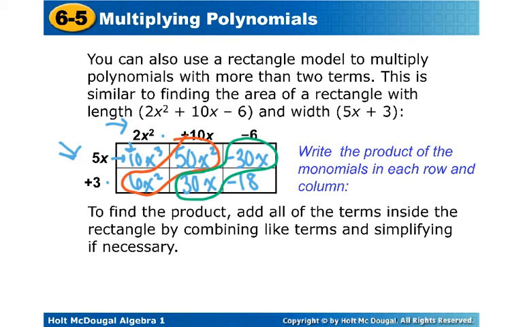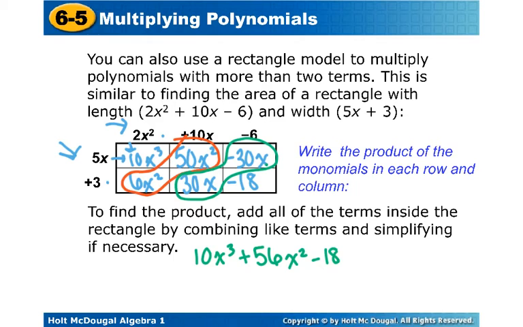So when you do that, you have your 10x cubed, 50x squared, and 6x squared again is 56x squared. Positive 30x and negative 30x is nothing, and then you're just left with minus 18. So either method that you use, you should get the same answer.